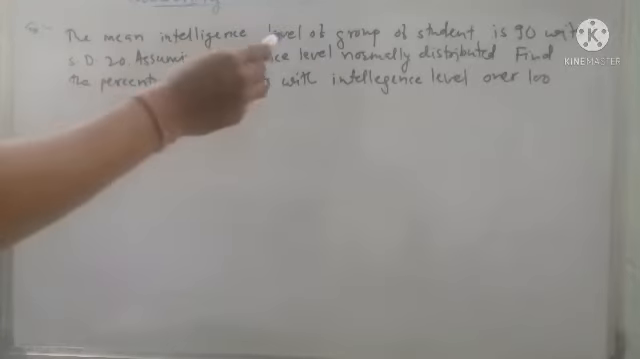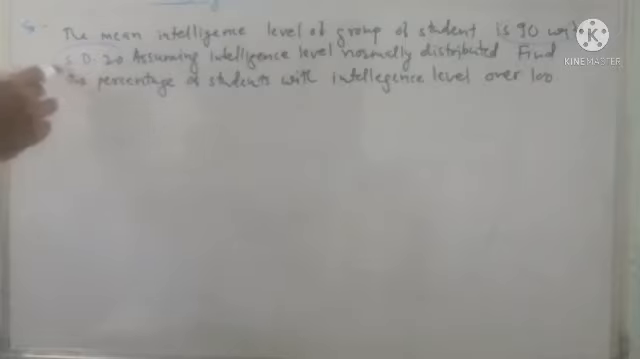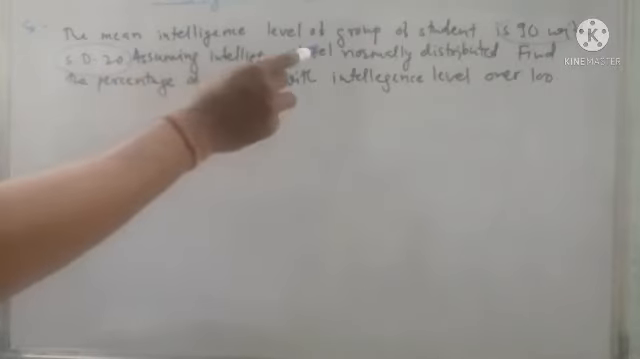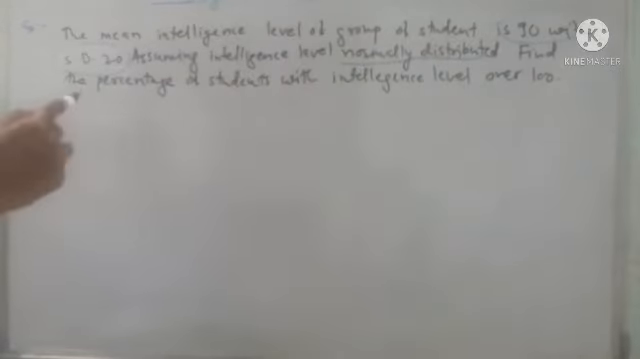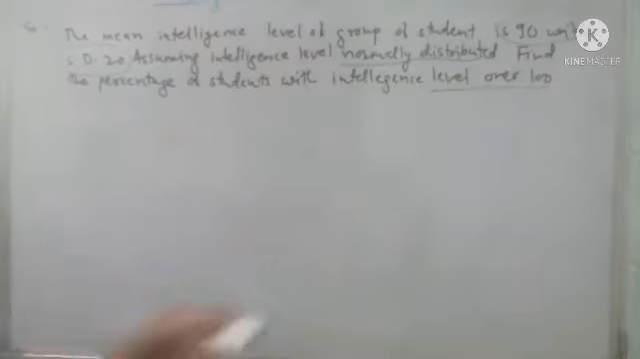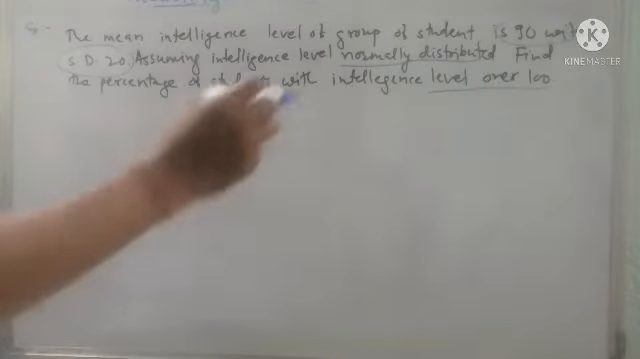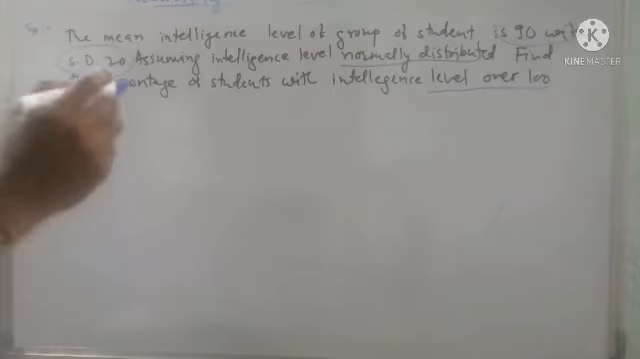The mean intelligence level of a group of students is 90 with standard deviation 20. Assuming intelligence level is normally distributed, find the percentage of students with intelligence level over 100. As in this example, which is normally distributed having mean.